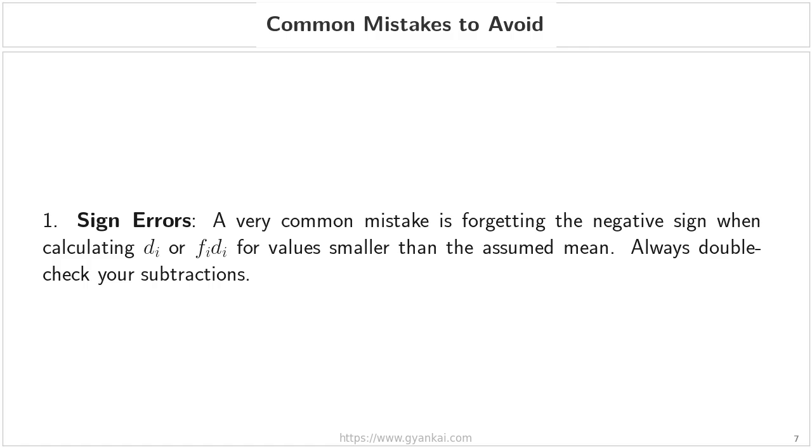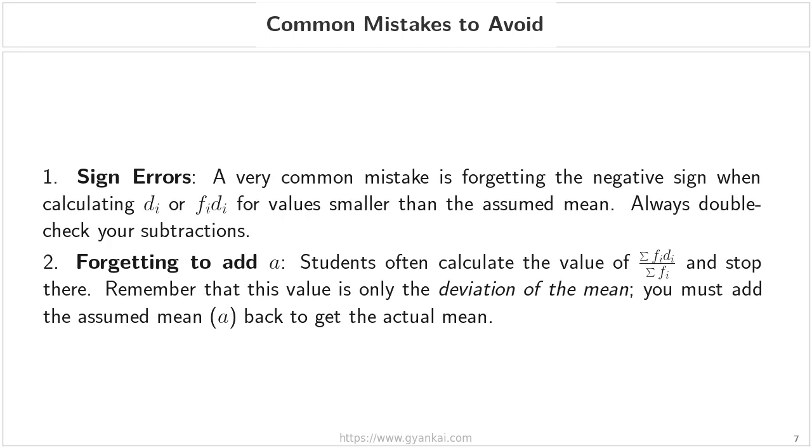First, let's talk about sign errors. This is perhaps the most frequent mistake I see. When you are calculating your deviations, or d sub i, or when you multiply the frequency by that deviation to get f sub i times d sub i, please be extremely careful with negative signs. If a class mark is smaller than your assumed mean, your deviation will be negative. If you forget that minus sign during your multiplication or summation, your entire calculation will be off. I strongly recommend you double-check every single subtraction you perform.